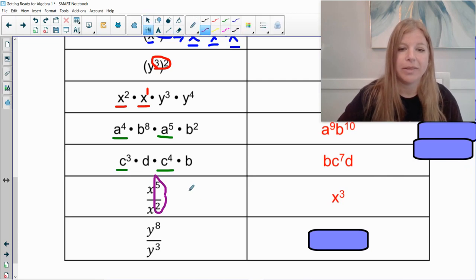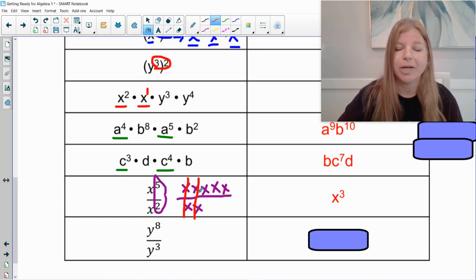Here's the reason for that. X to the fifth looks like this. It's 5 x's multiplied together side by side, divided by x squared, which is 2 x's. If I think about what I can simplify in this fraction, I can cross out one pair of x's, a second pair of x's, and look what I'm left with. I'm left with x to the third. Same idea here. If I have y to the 8th divided by y to the third, when you divide with like bases, you simply subtract those exponents, and 8 minus 3 is 5.